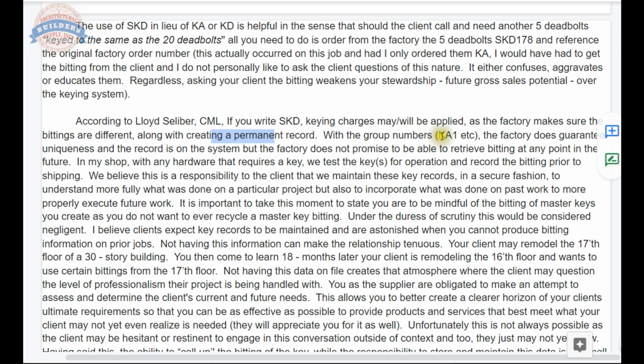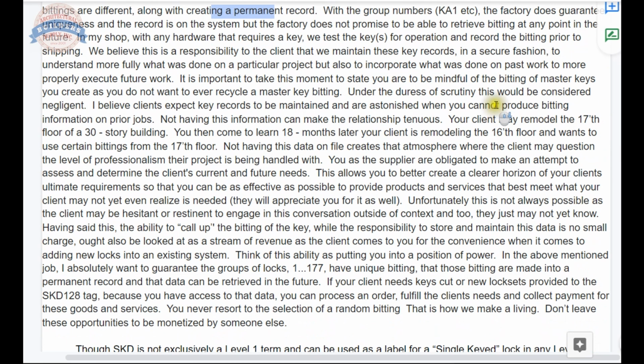With the group numbers KA1, etc., the factory does not guarantee uniqueness. And the record is on the system, but the factory does not promise to be able to retrieve biddings at any point in the future. And as I've just said, in my shop, with any hardware that requires a key, we test the keys for operation and record the bidding prior to shipping.